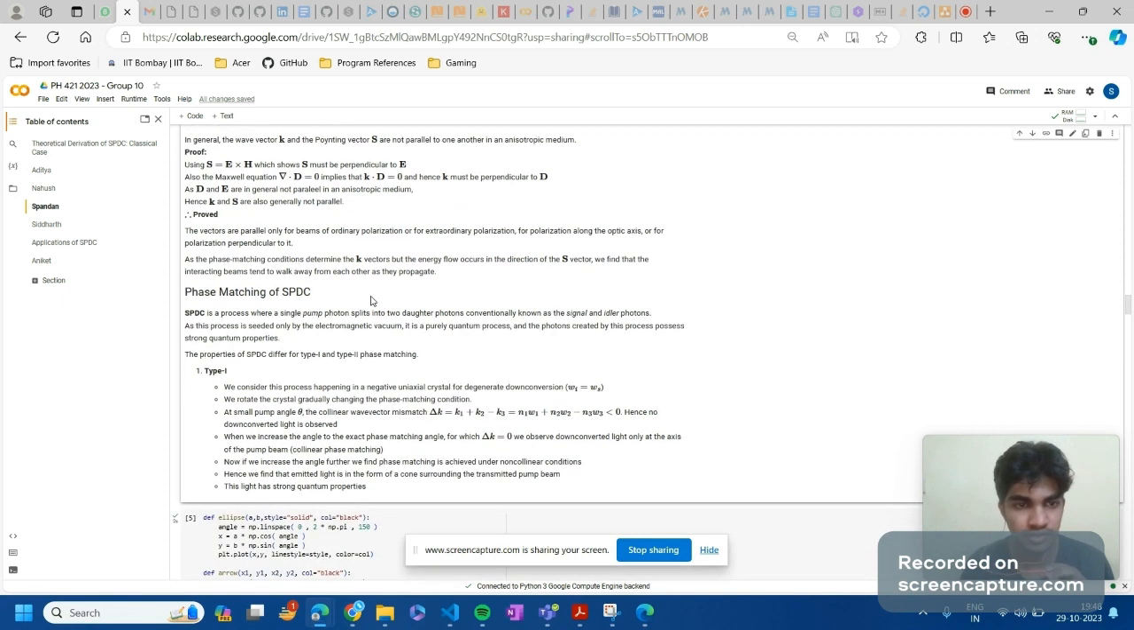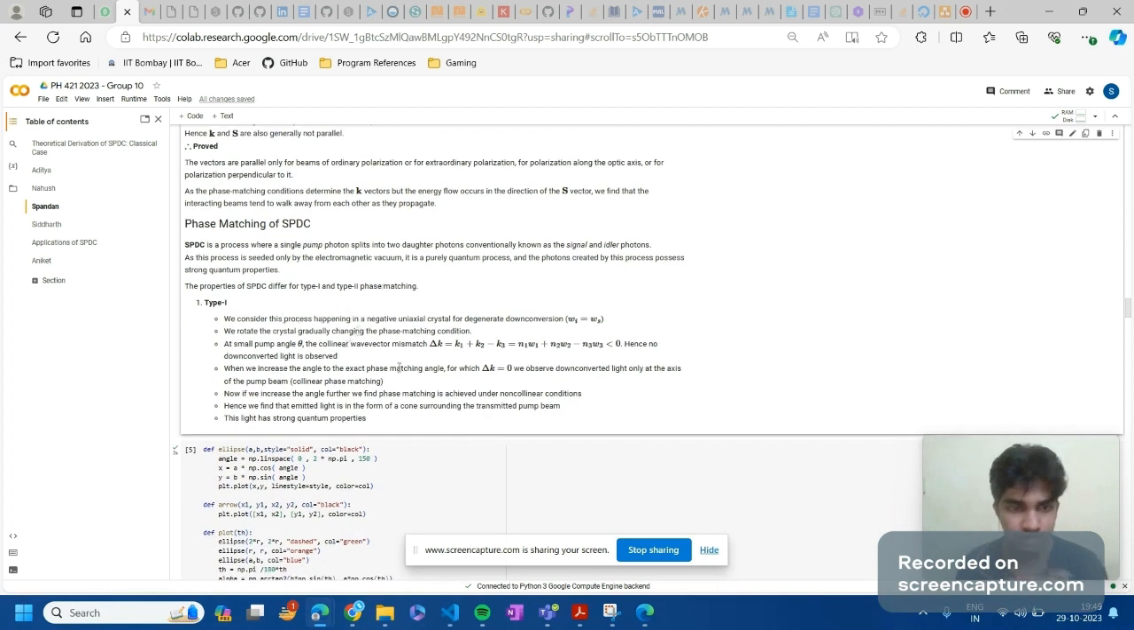Moving on to phase matching in SPDC, SPDC is a process in which a single pump photon splits into two photons, one the idler photon and one the signal photon. This process is generally of two types, type 1 and type 2. In type 1 phase matching, the signal and the idler beam have the same type of polarization, such as ordinary or extraordinary.